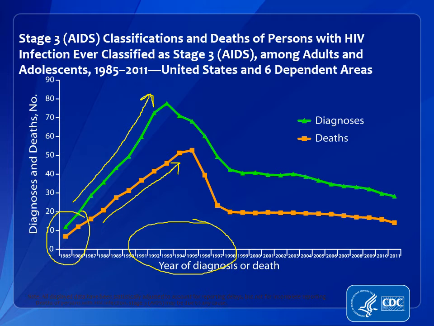So this was a huge campaign for safer sex, and it was very effective because we didn't have treatments initially. Through those public health measures, through increasing safer sex, we were able to significantly decrease the number of diagnoses and therefore deaths from this illness.